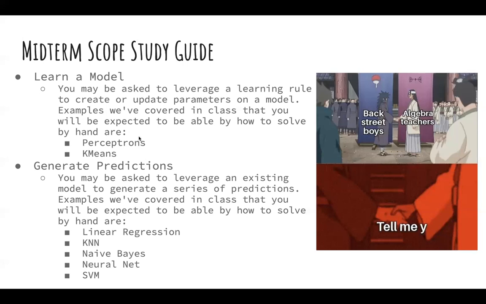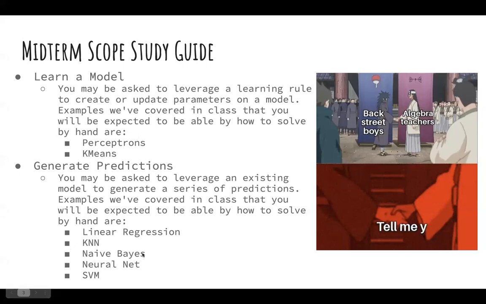Perceptrons, we already went through the example. And KMeans, I'll go through an example. I have another example in the slides as well. So I'll go through examples of both of those. The other thing you might be asked to do is just generate predictions. You literally are going to be given a set of inputs. You're going to be given a model, and you'll be asked to plug it in and solve for it.